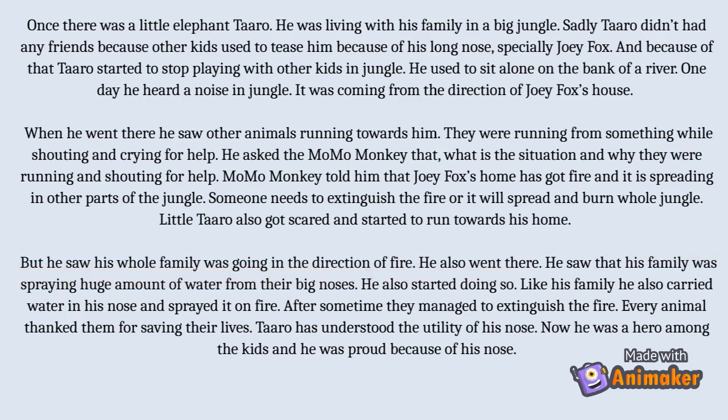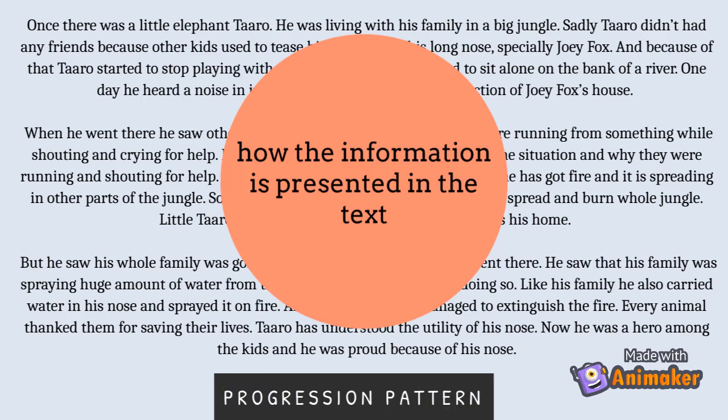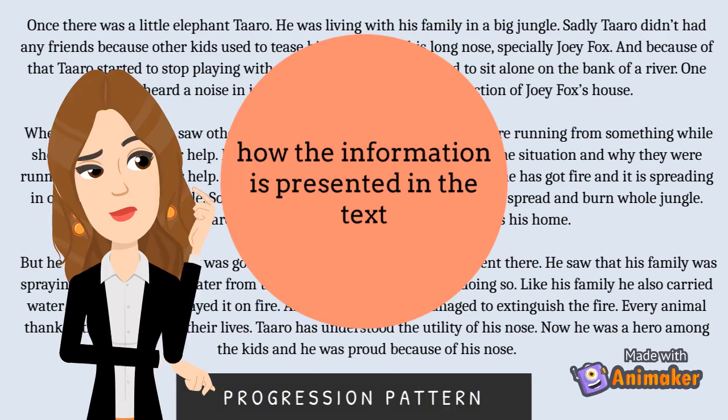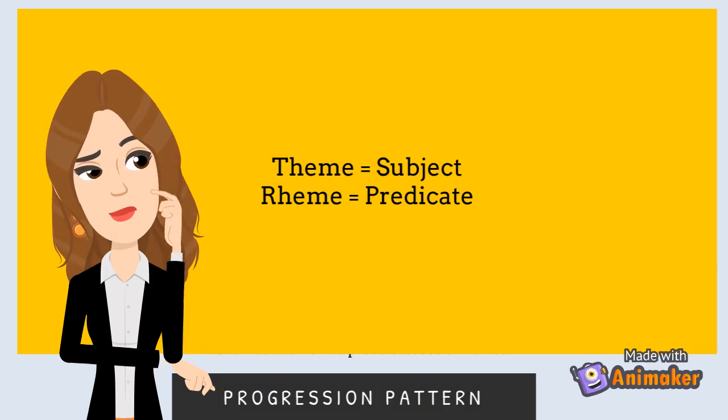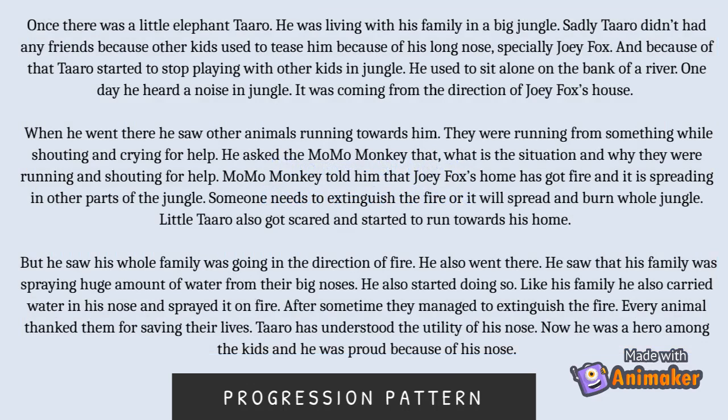The following aspect to analyze is the progression pattern of this text, that is, how the information is presented in the text. But first, we must know that the theme is the subject of a sentence, and the rheme is what is being said about the subject, so basically the predicate. Now we are ready to analyze this in detail.